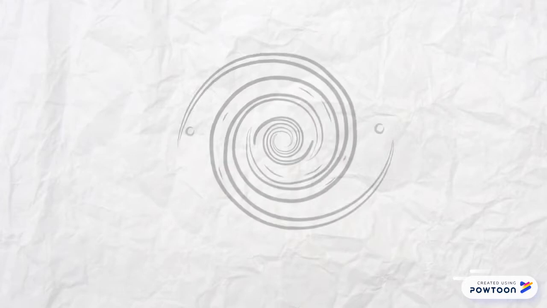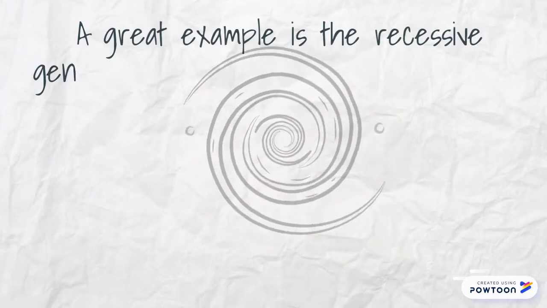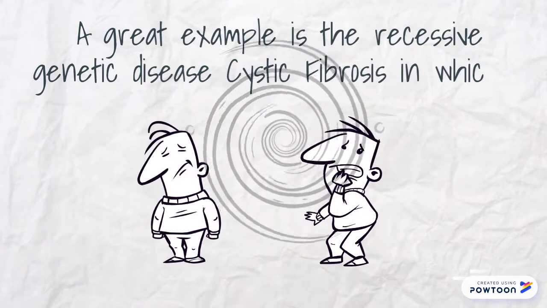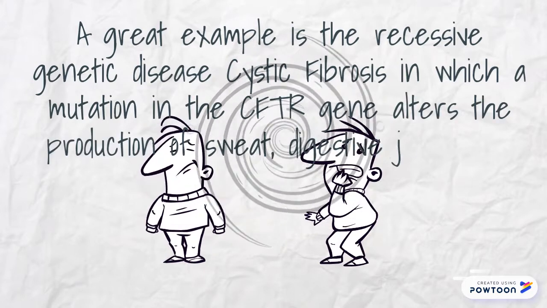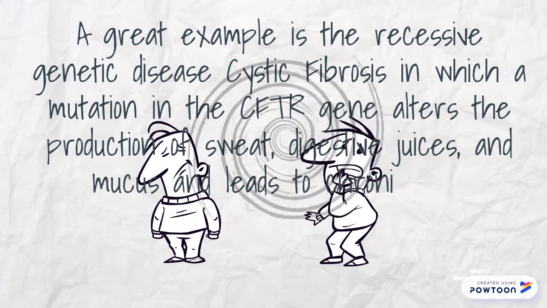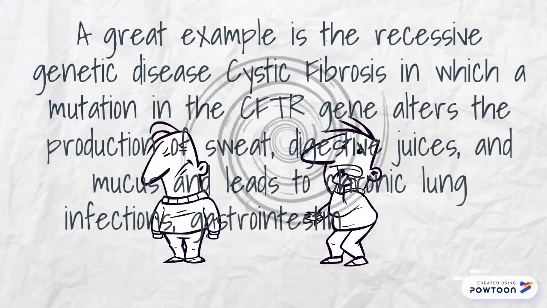A great example is the recessive genetic disease cystic fibrosis, in which a mutation in the CFTR gene alters the production of sweat, digestive juices, and mucus, and leads to chronic lung infections, gastrointestinal issues, and other side effects.